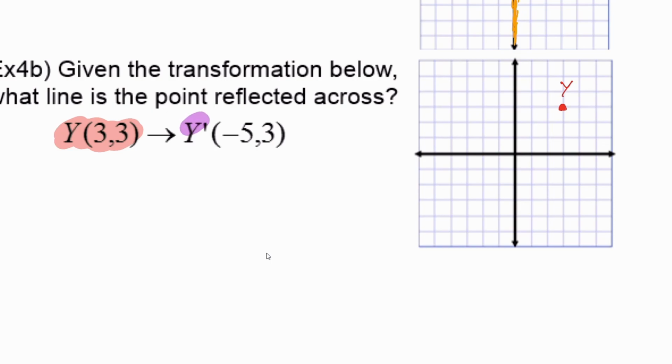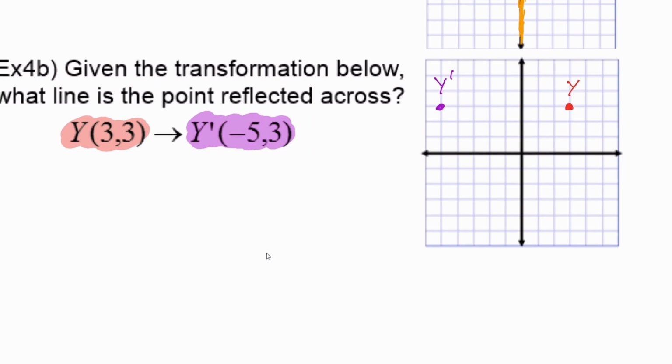And we'll do some purple for y prime. So at -5, 3. So we're going to go left 1, 2, 3, 4, 5, up 1, 2, 3. So I'm going to be right there. All right, so there's y prime. And again, I'm trying to figure out what line it was that it was reflected across. So these are both at the same height for our y values. No pun intended there. But we do know that our x value has changed.